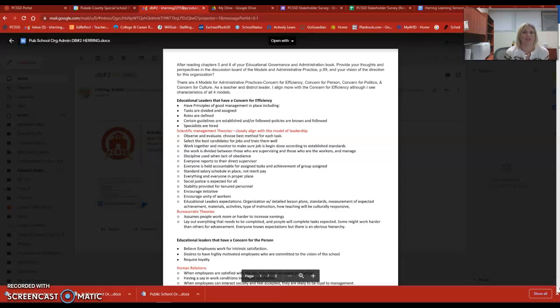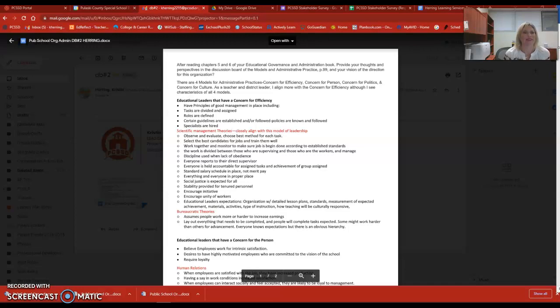Educational leaders that have a concern for efficiency have principles of good management in place, including tasks that are divided and assigned, roles that are defined, certain guidelines that are established, and policies that are known and followed by everyone. There are 2 theories that fall into this model. Scientific management theory. This is the one that I felt like I aligned to most closely.